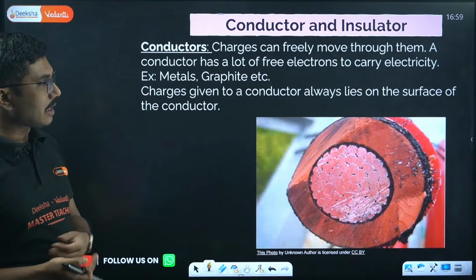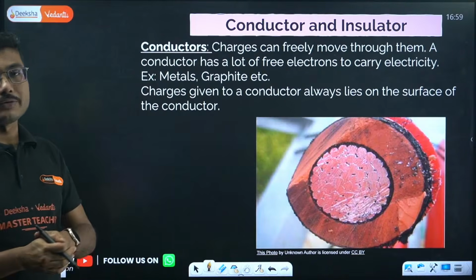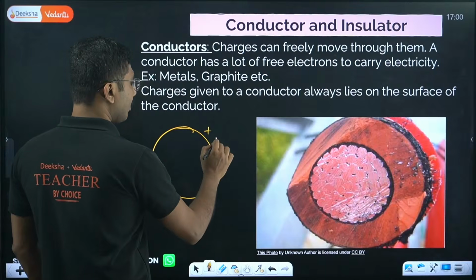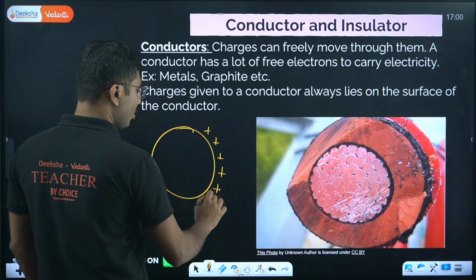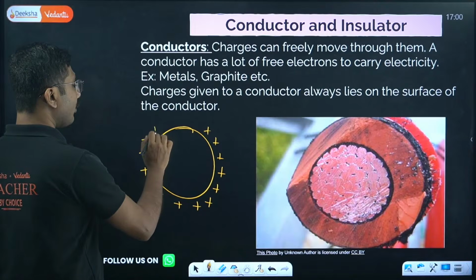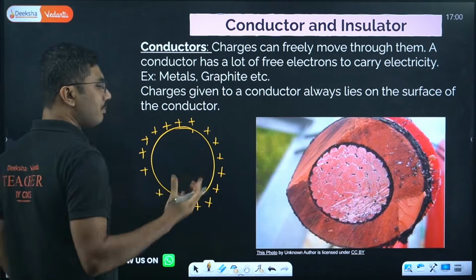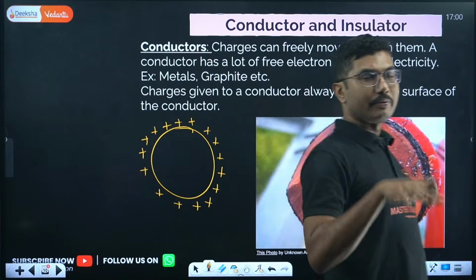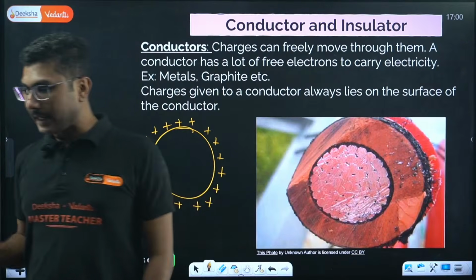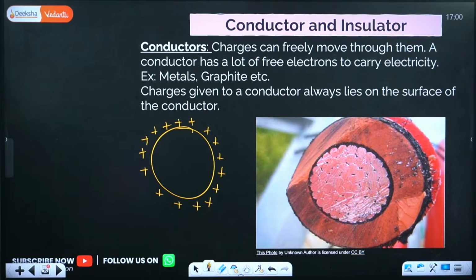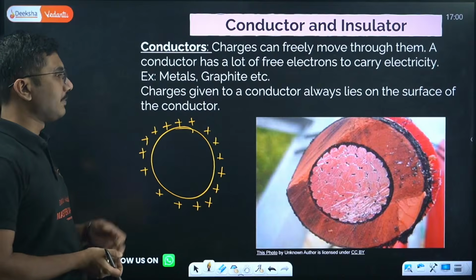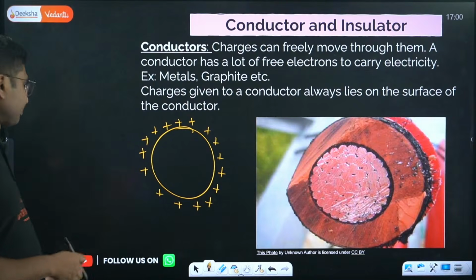Charges given to a conductor always lie on the surface of the conductor. So if you add some charge to a conductor, the charge will always stay on the surface. It will not go inside. So imagine a plastic ball floating on water, okay. If you drop it in water, it will float. Even if you try to push it down, it will come back again, right? So this is basically like a conductor. Conductor is where charges reside on the surface. It will not go inside.